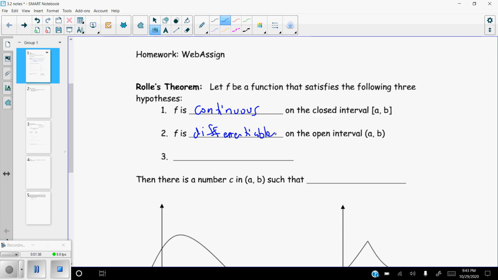And the last one says that f of a equals f of b. And remember, f of something is a y value, so it's just saying that the y value at the first endpoint is the same thing as the y value at the second endpoint. So basically, this curve starts and stops at the same y value. If that is the case, then there is a number c in between a and b such that f prime of c equals 0.